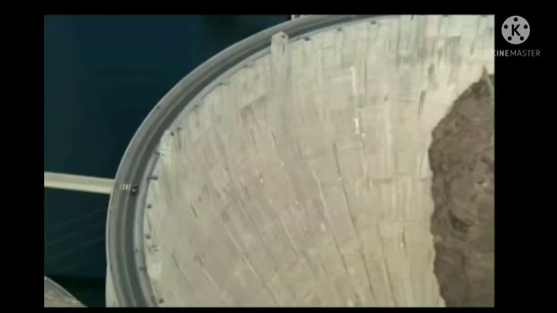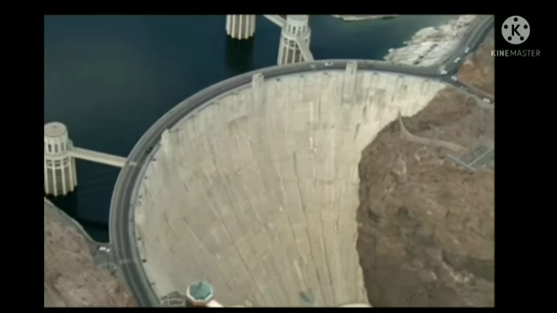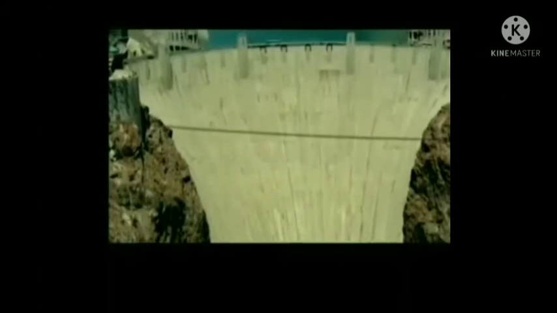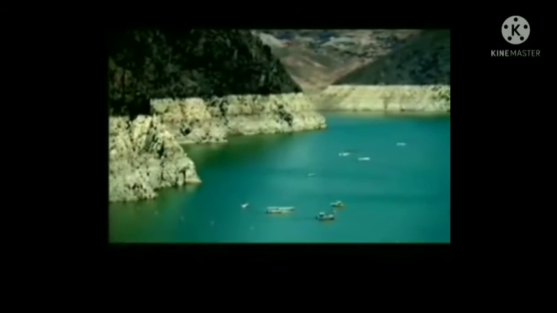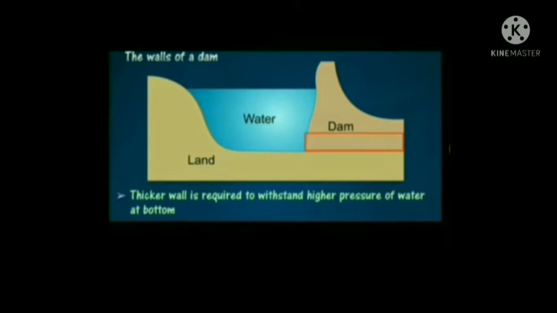Applications of liquid pressure. First, the walls of a dam are made thicker at the bottom. The reason is that the pressure exerted by a liquid increases with its depth. A thicker wall is required to withstand a greater pressure, and therefore the walls of the dam are made with thickness increasing towards the base.